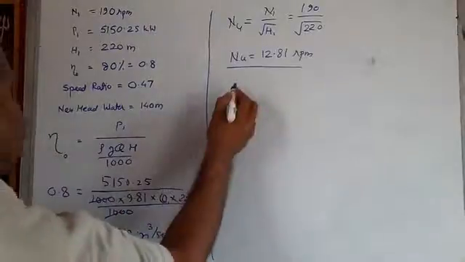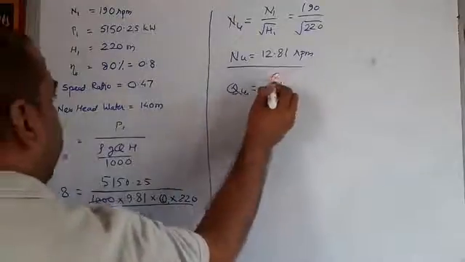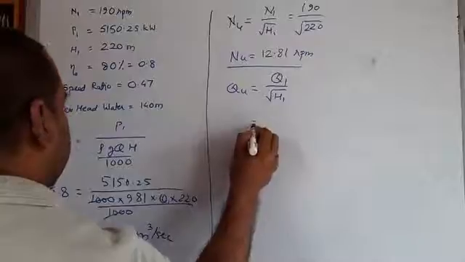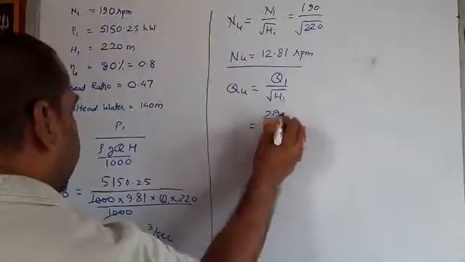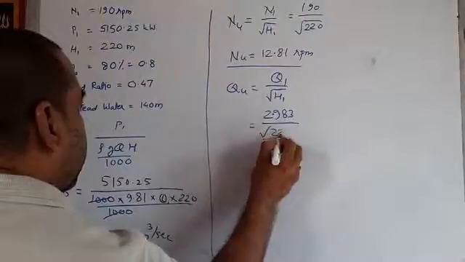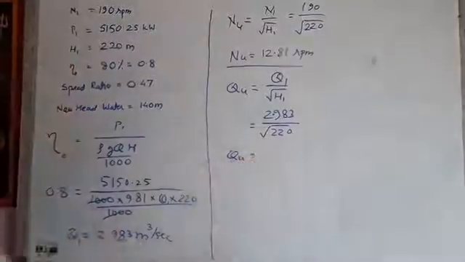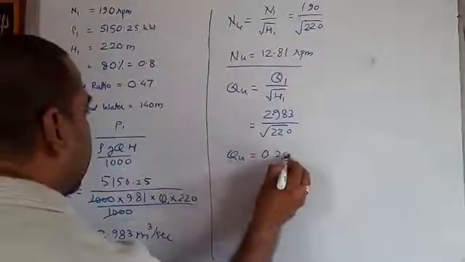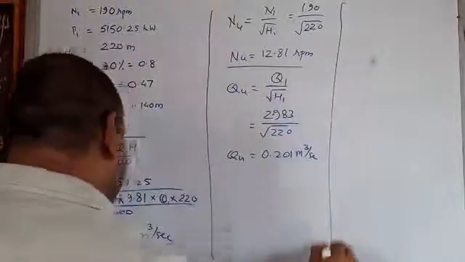Now unit discharge QU equals Q1 by root H1, that is 2.983 by root of 220. So this unit discharge Q unit comes 0.201 meter cube per second.